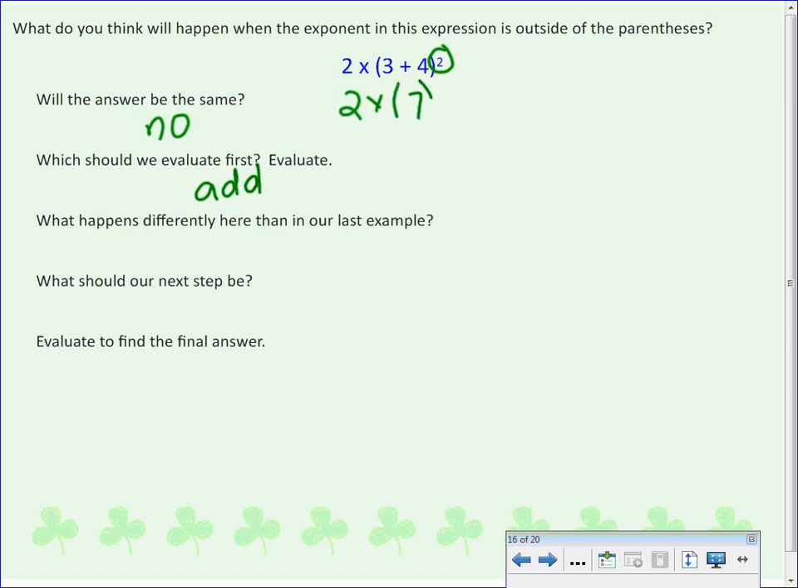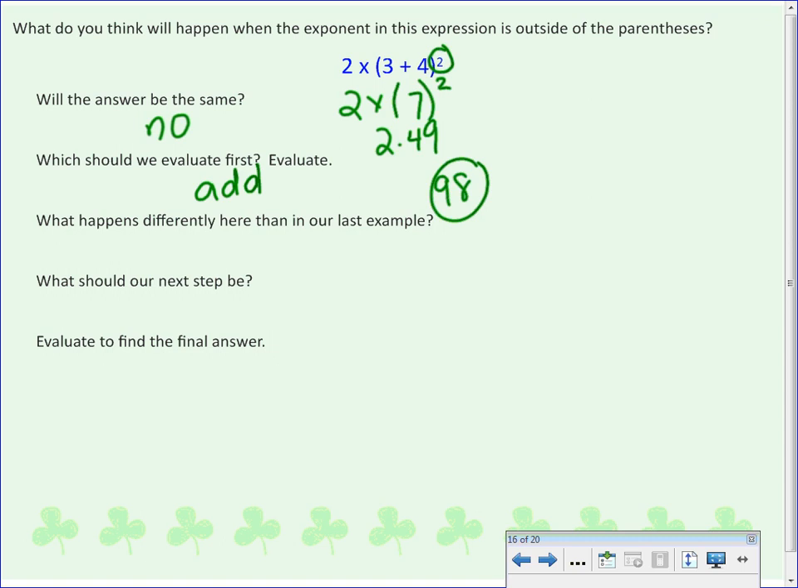So 2 times 7 squared. You can or cannot write the parentheses. You don't have to, because we're done with the parentheses. You could drop them. So now I'm going to square it, because now I have 2 times 7 squared. So what's 7 squared? 49. So 2 times 49. And what is 2 times 49? 98. Very good. So that's your final answer.